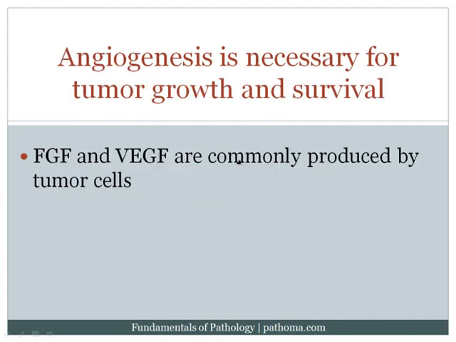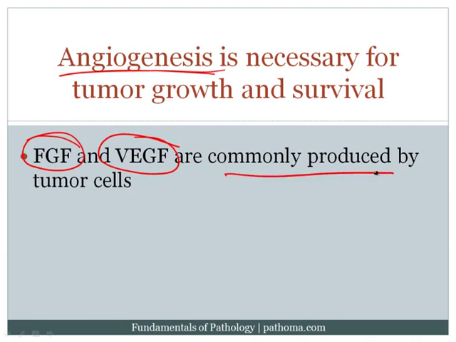Another important feature of cancer is that it requires angiogenesis. A tumor, if it's going to grow, is going to require blood. And so fibroblast growth factor, which is an important angiogenic factor despite the name, and vascular endothelial growth factor are commonly produced by tumor cells to ensure tumor growth and survival.